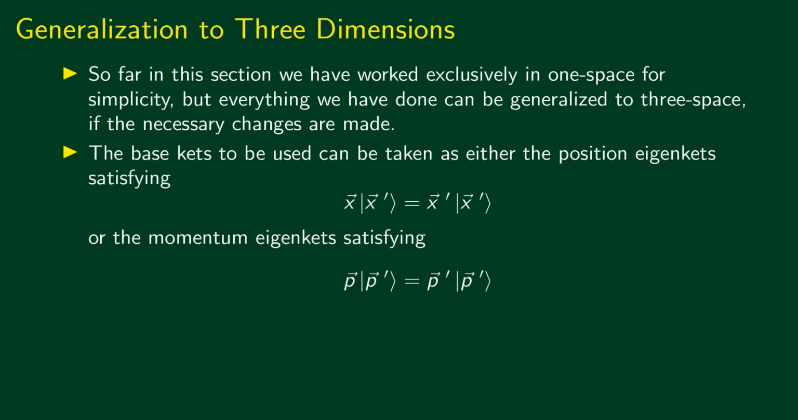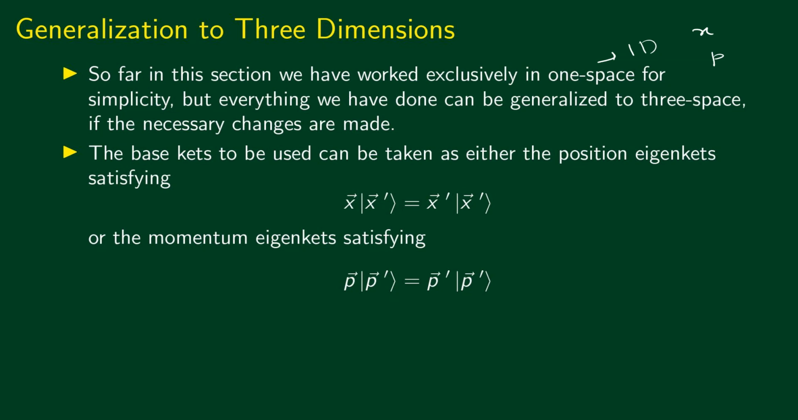So far in this section, we have worked exclusively in one space. One space means one-dimensional space. For example, when we wanted to talk about position, we only had one coordinate. We called it the x-coordinate. Okay, the position was denoted by just this one coordinate. And for momentum, we only had one component of momentum instead of three. Now we just have to generalize this to three spatial dimensions, right? And this can be easily done.